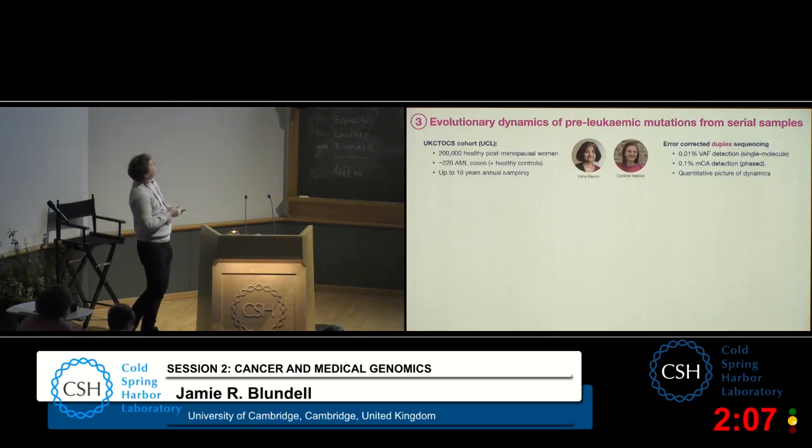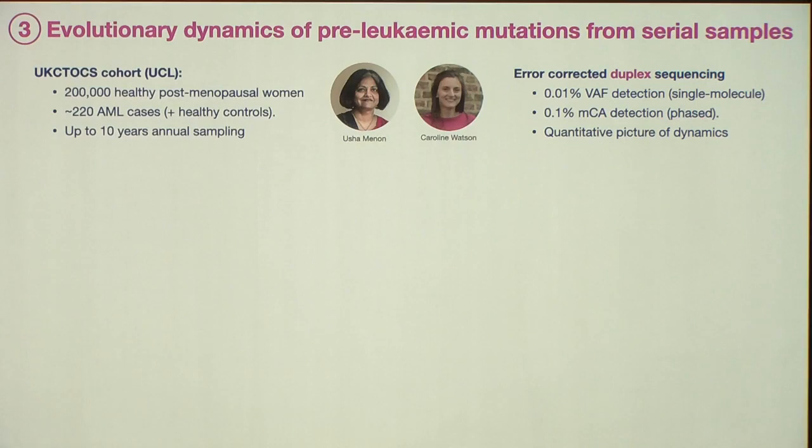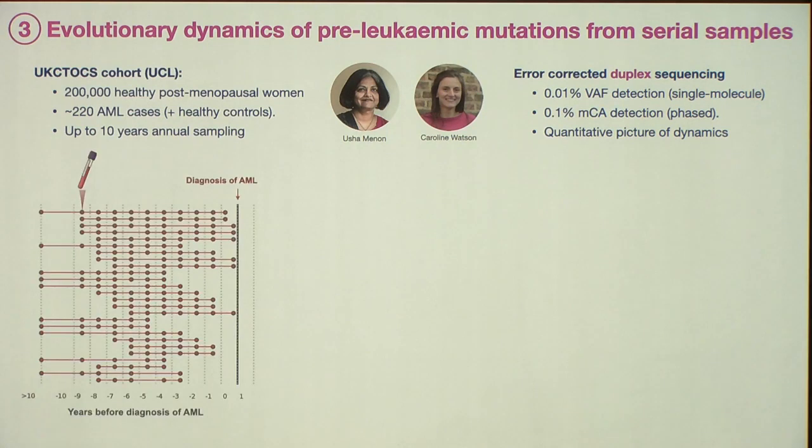And what we've done is we've teamed up with this remarkable study led by Usha Menon in London that has recruited 200,000 postmenopausal women and sampled them. They've given blood every year for 10 years. And because it's such a large study, many of them developed all sorts of incidental cancers. And so we then coupled that by developing an error-corrected sequencing strategy where you can detect very low variant allele frequency SNVs and MCAs.